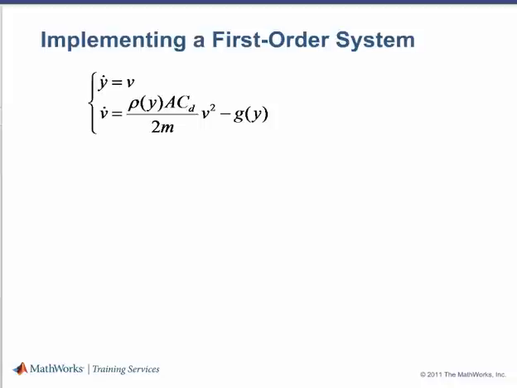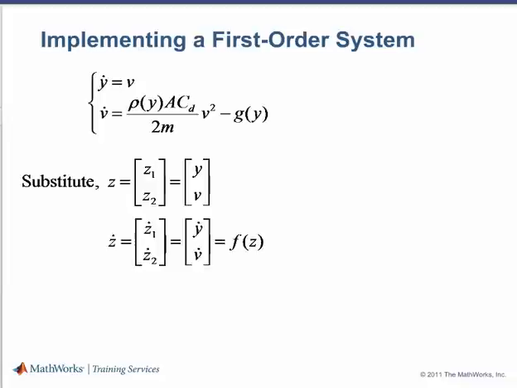Now that we have defined our first-order system, we can create a function in MATLAB to represent this system. To do so, we have to represent the system in vector form. We first define a vector z with y and v as its components. z1 is y and z2 is v. By taking the first derivative of this vector, we obtain the ODE z dot as a function of the vector z. Notice that this is equivalent to the system that we set up previously. We can then substitute z1 and z2 for y and v respectively.